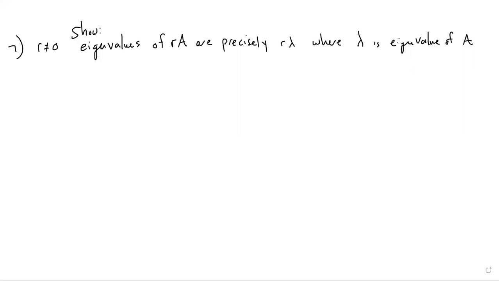So for this question, we're told that r is non-zero, and we want to show that the eigenvalues of rA are precisely r lambda, where lambda is an eigenvalue of A. So when it says precisely, basically what it's saying is, let's say I'm going to use a different letter, maybe mu, for an eigenvalue of rA. It's pretty much just saying that if and only if it's equivalent to some r lambda, where lambda is an eigenvalue of A.